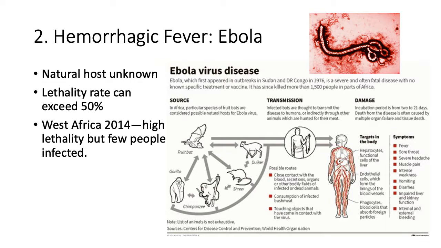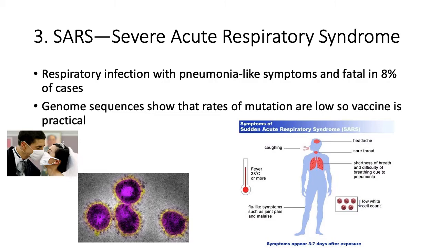Okay, a third type, SARS, which stands for Severe Acute Respiratory Syndrome. Pneumonia-like symptoms, fatal in about 8% of cases. The nice thing about SARS was that the rates of mutation were low, so they were able to get a vaccine and treat it, and SARS isn't really that big of an issue anymore. You can see it's very similar to COVID. It's not COVID, but I would say they're in the same family of viruses.